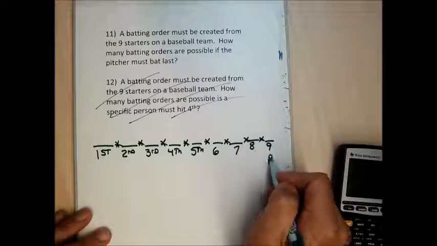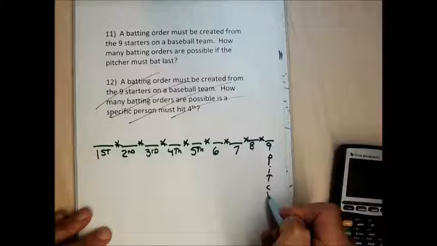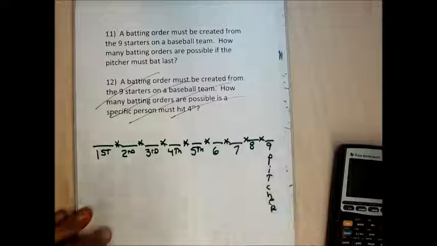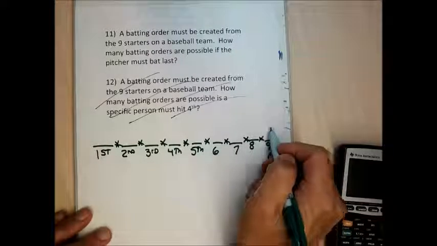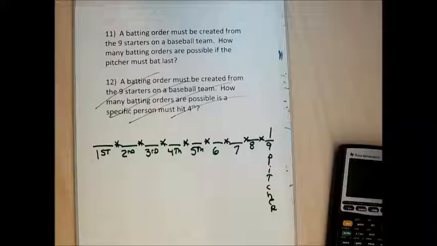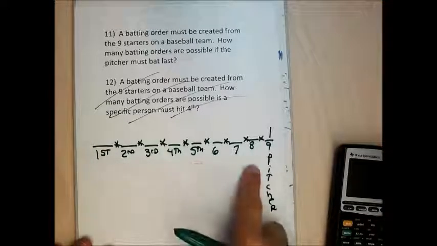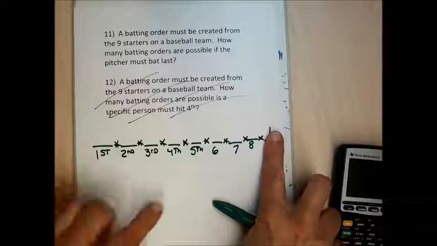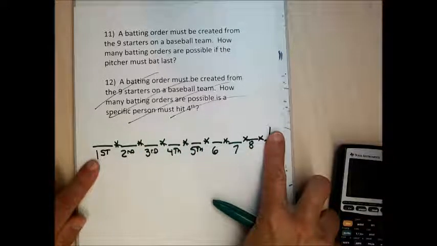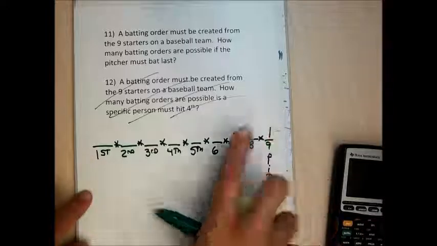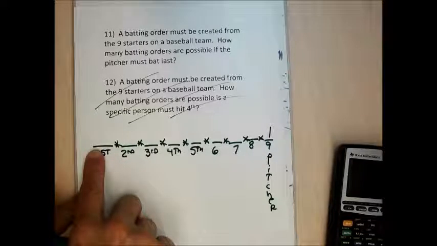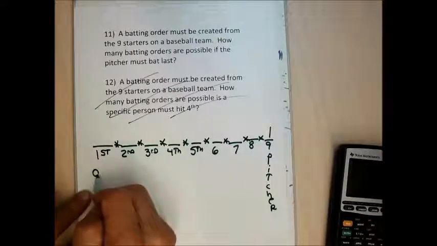And on yours, it says the pitcher must hit last. So there's going to be 1 choice for the last, 9th spot, the pitcher. When I go to seat the rest of them, the pitcher's batting. Now I have the 8 position players that can bat 1st through 8th. So there's not going to be 9 people to choose from for the first because the team has 9 starters.